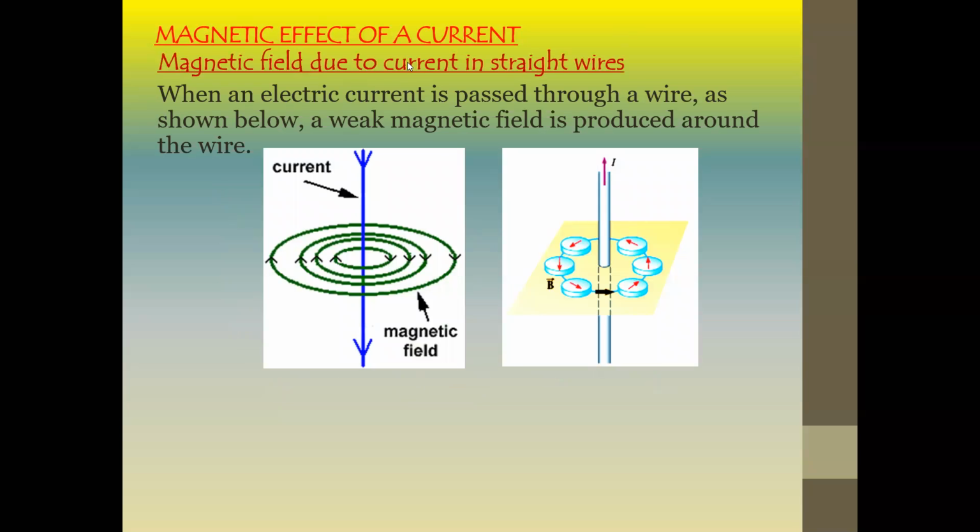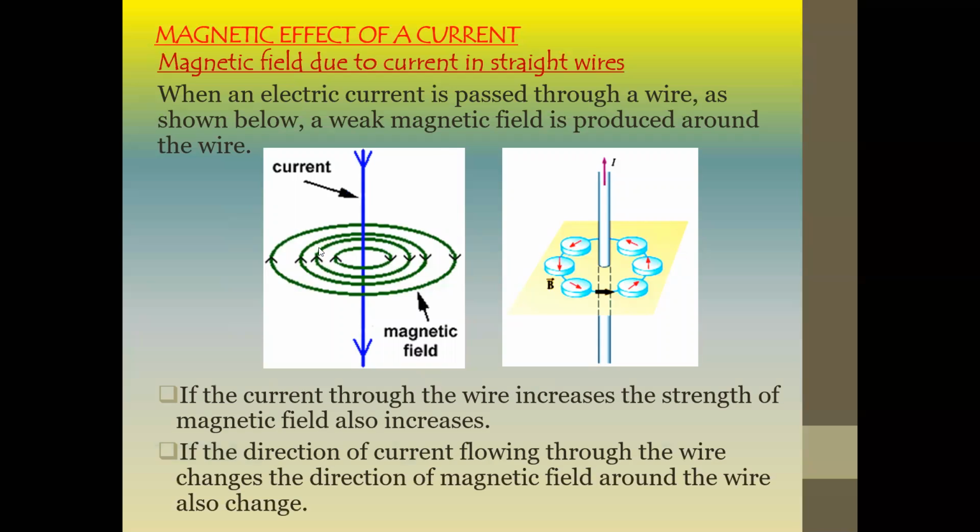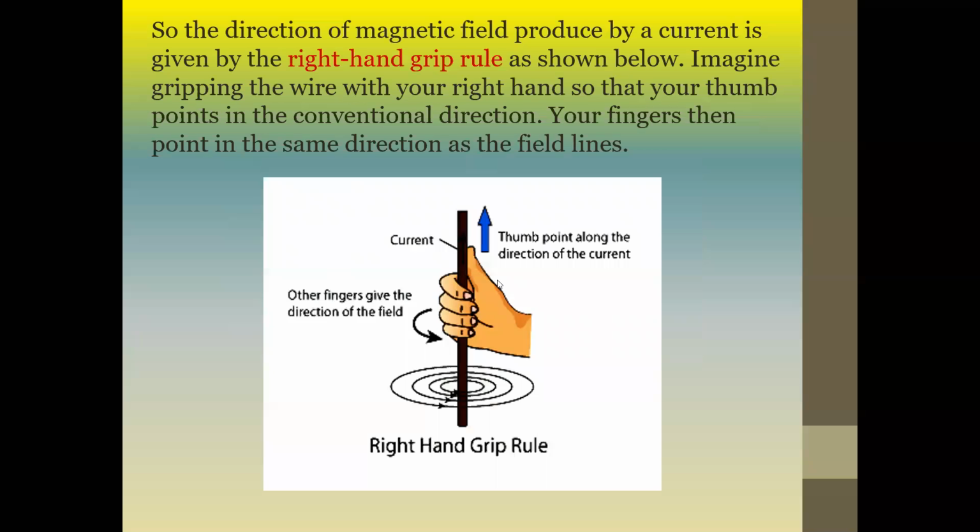So this was a straight wire. For a straight wire, the thumb points in the direction of the current and the fingers rotate in the direction of the magnetic field. The first two field lines should be closer compared to the second, third and fourth, because the strength is decreasing. Using the right hand grip rule, if the current is pointing up, the magnetic field will be around it. The fingers show the magnetic field and the compass needle will point in the same manner. So we use the right hand grip rule: the thumb points in the direction of the current and the fingers rotate in the direction of the magnetic field.